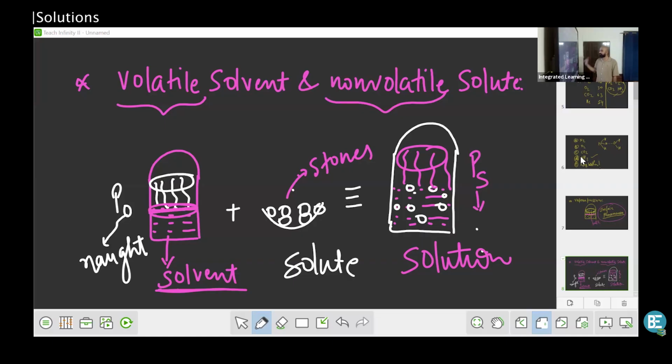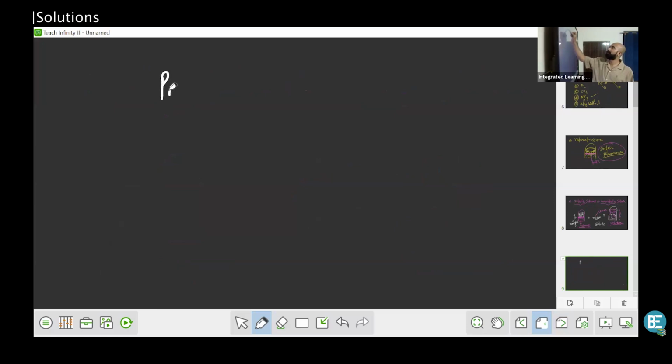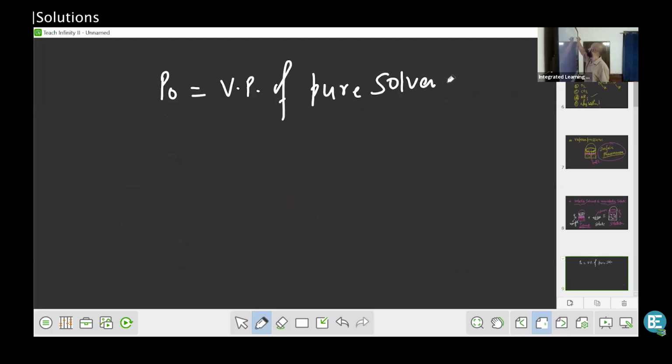Vapor pressure of solution decreases to PS. Write it down like this. Okay? Write down again: P naught is equal to vapor pressure of pure solvent. PS is vapor pressure of solution.